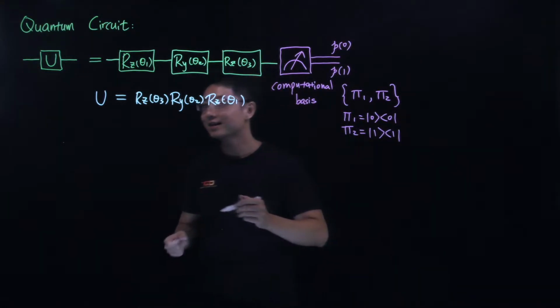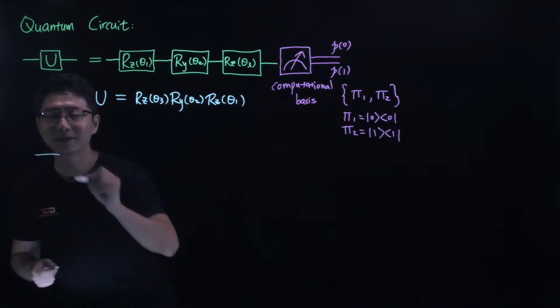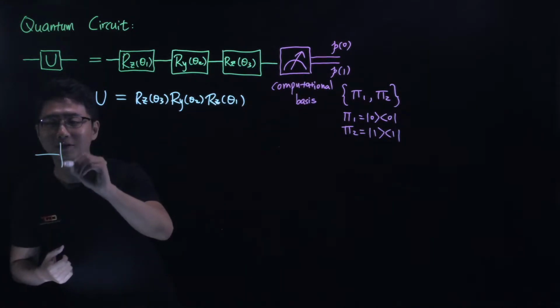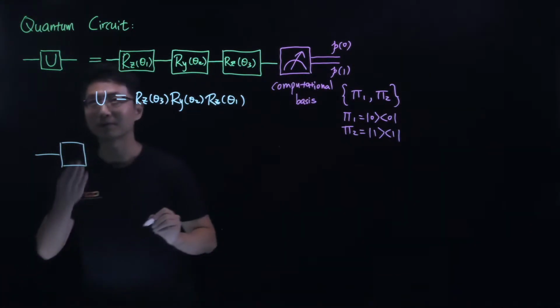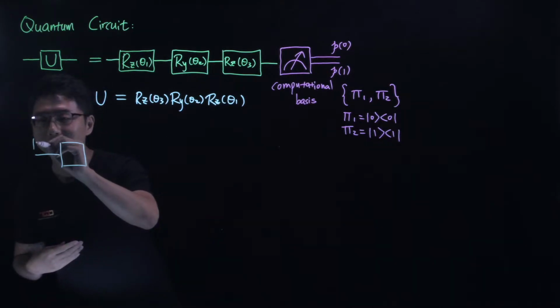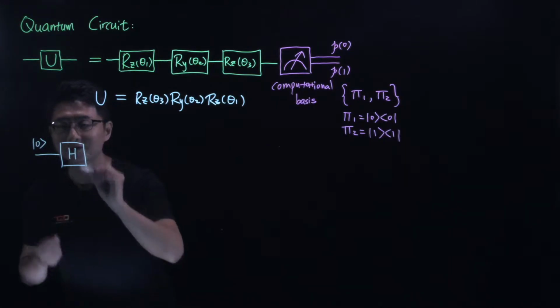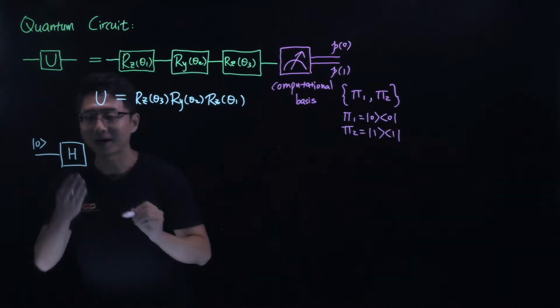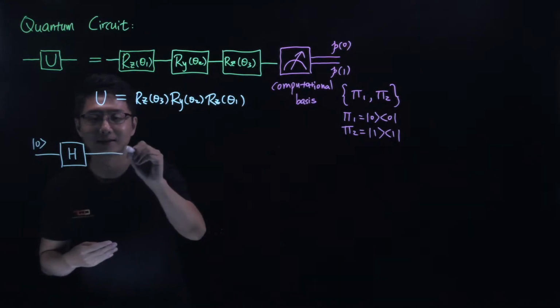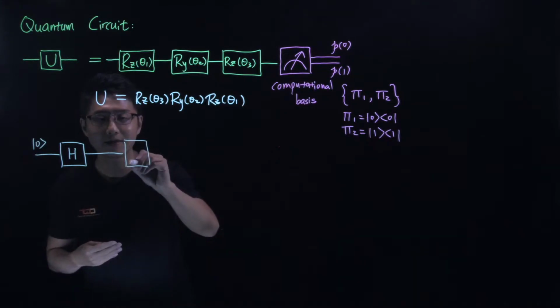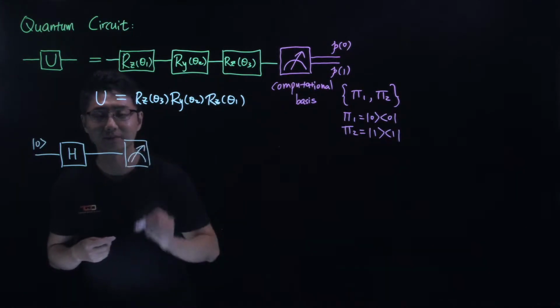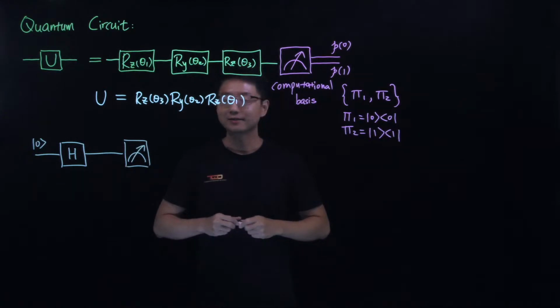As an exercise, let's work out what will happen for this very simple quantum circuit computing model, where we have the state which is initialized in the 0 state. After that, it is being acted on by a Hadamard gate, and then a measurement is carried out. So what will we predict?